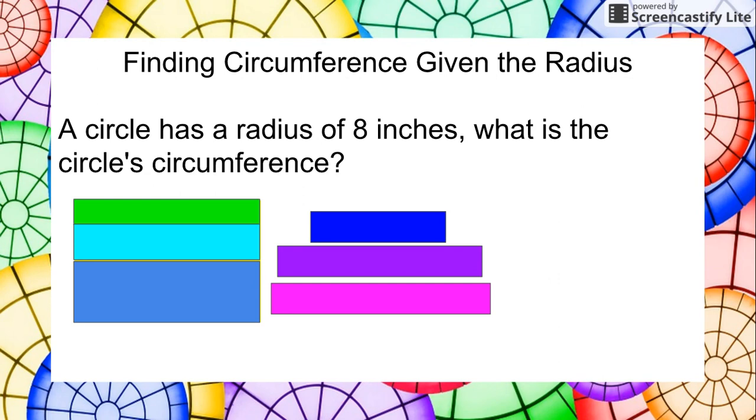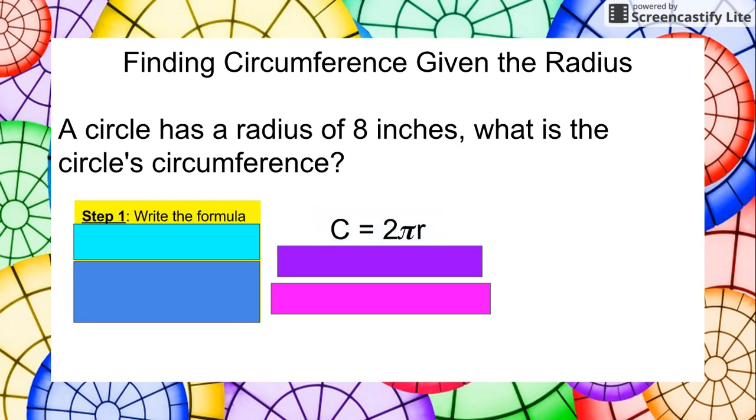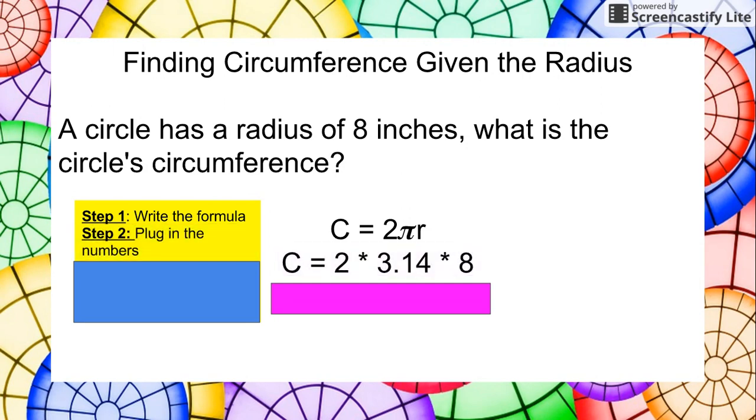A circle has a radius of 8 inches. What is the circle's circumference? So our first step is always to write the formula. So the formula is C equals 2 times pi times radius. The second step is to plug in the numbers. So the numbers for this problem we would plug in would be circumference equals 2 times 3.14 times 8.